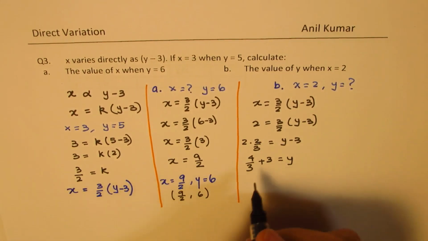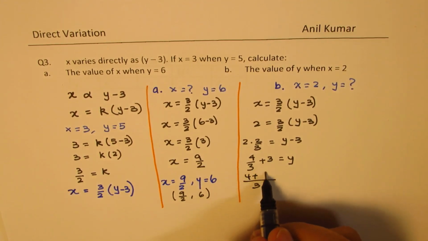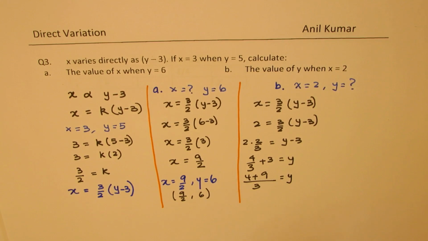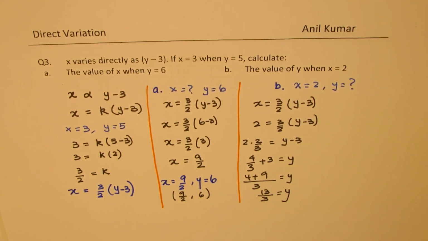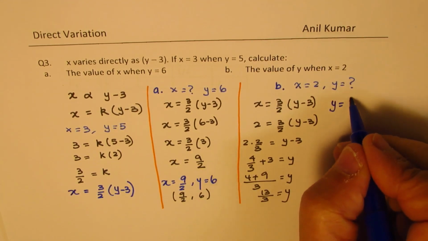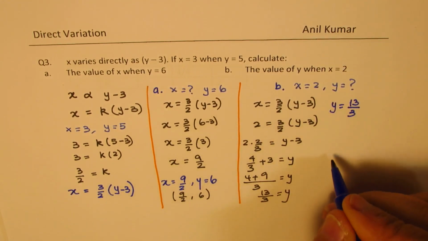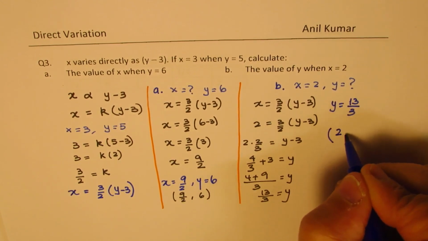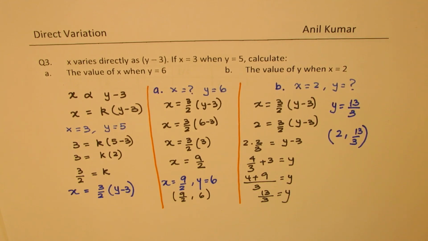Now we need to take a common denominator. So we get 3 as a common denominator. We get 4 plus 3 times 3, which is 9, equals y. And that gives you the solution 13 over 3 equals y. Is that clear to you? Perfect. So we have our solution. So now we can say that y is equal to 13 over 3. Or we could write this as a coordinate point 2, 13 over 3. So I hope that makes sense.